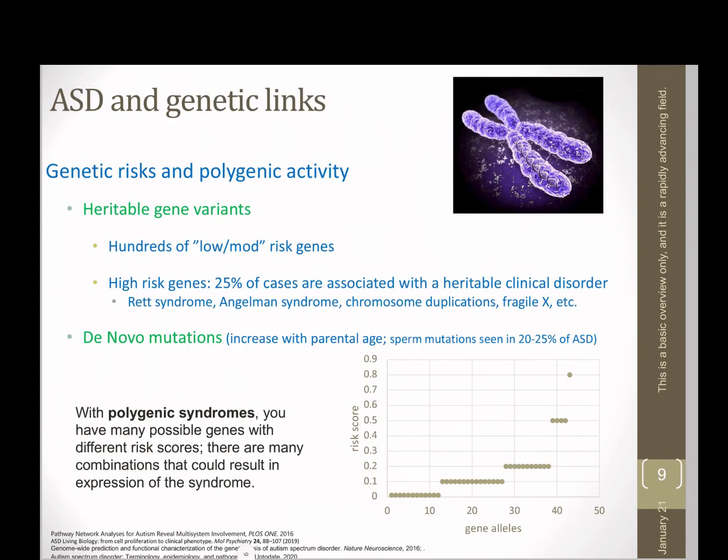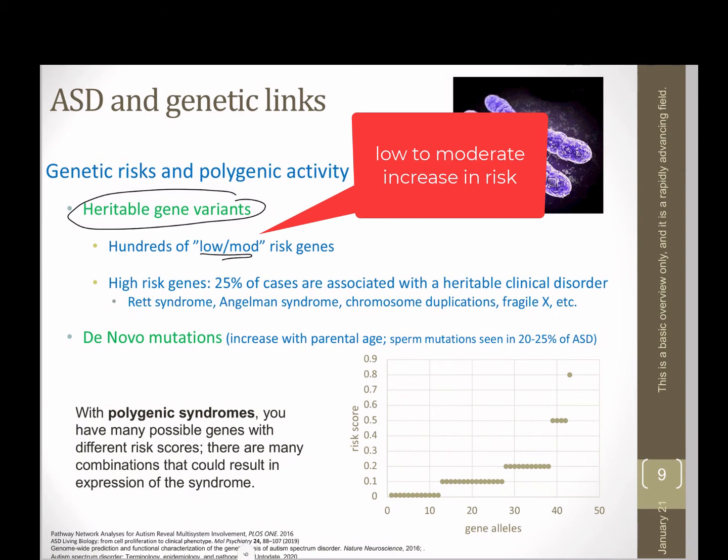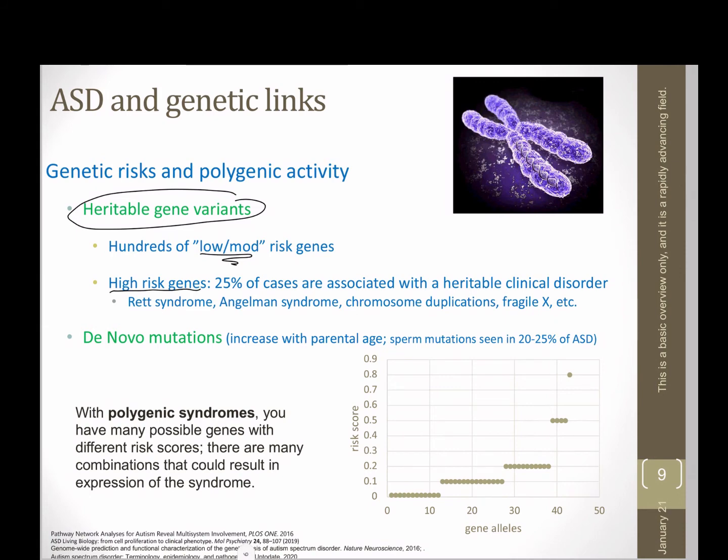What we do know about the genetic links are that there are heritable gene variants, and the heritable genes are just what you normally think of. You have one allele from your mom, you have another allele from your dad, and you're inheriting different ones. And we know that there are hundreds of moderate or low risk genes. There are also some high-risk genes, and those genes are usually also associated with other clinical disorders. 25% of cases of ASD have some association with another heritable clinical disorder.